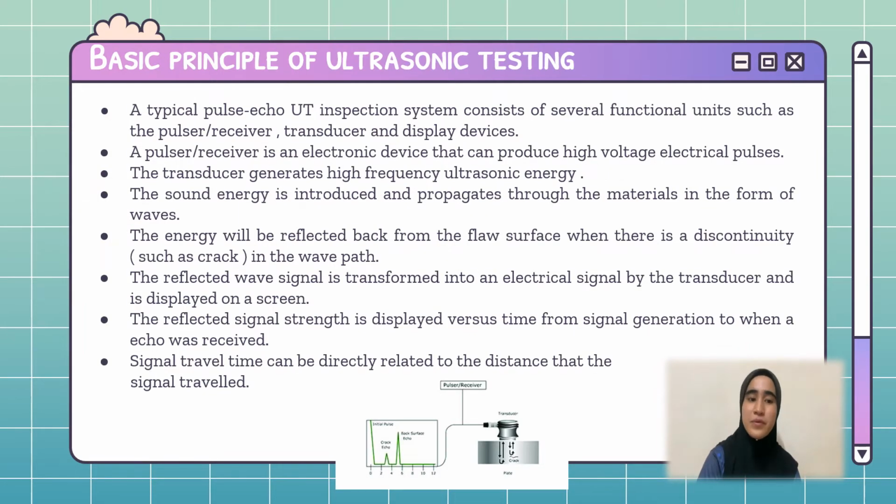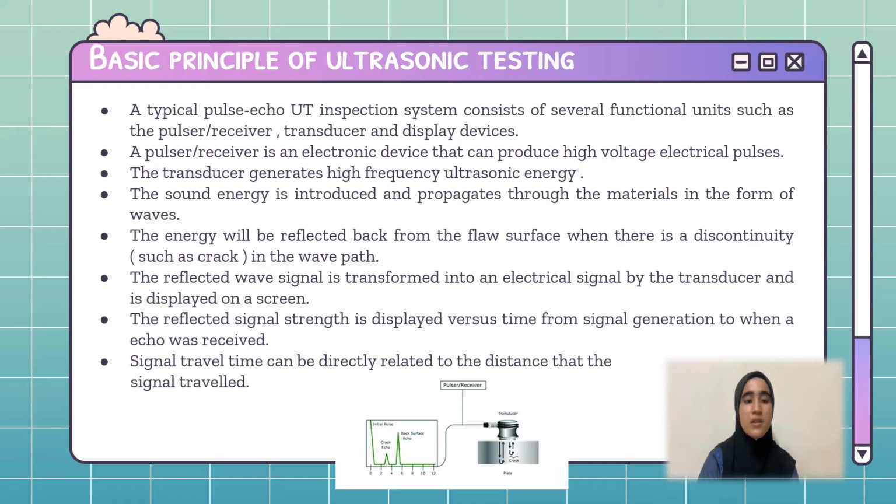Okay, next I'm going to talk about basic principle of ultrasonic testing. First, a typical pulse echo ultrasonic testing inspection system consists of several functional units such as the pulsar or receiver, transducer, and display device. Second, a pulsar or receiver is an electronic device that can produce high voltage electrical pulses.